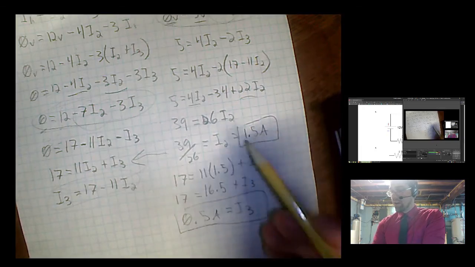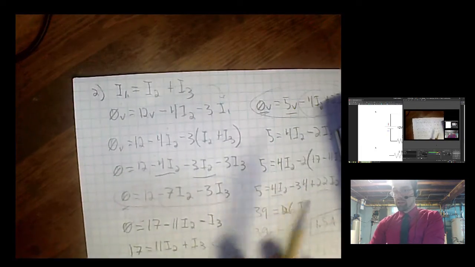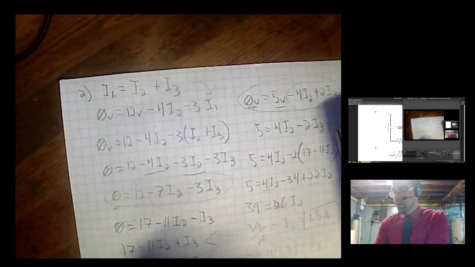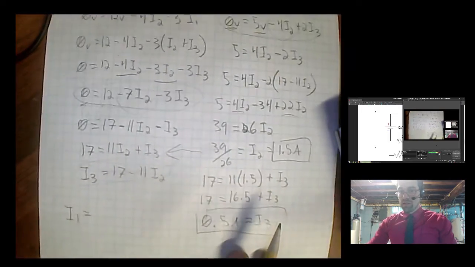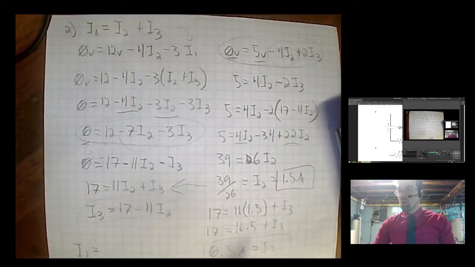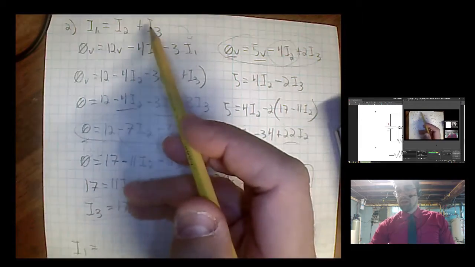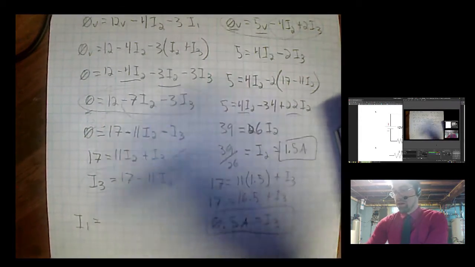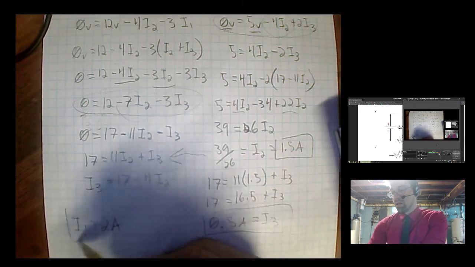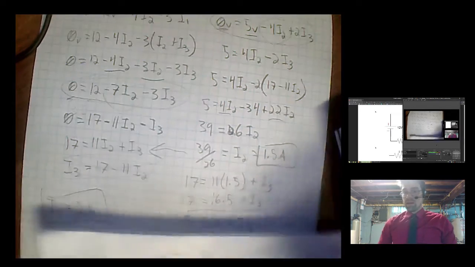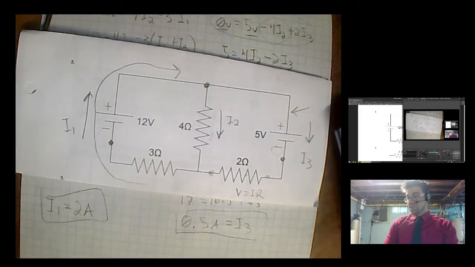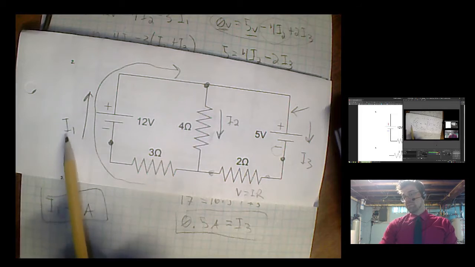All right, I got I2, I got I3. We can go back to our original junction rule. I1 is the sum of those. If I1 is the sum of I2 and I3, it's going to be 2 amps. There were no unknown voltages here. The 3 unknowns were the 3 currents.